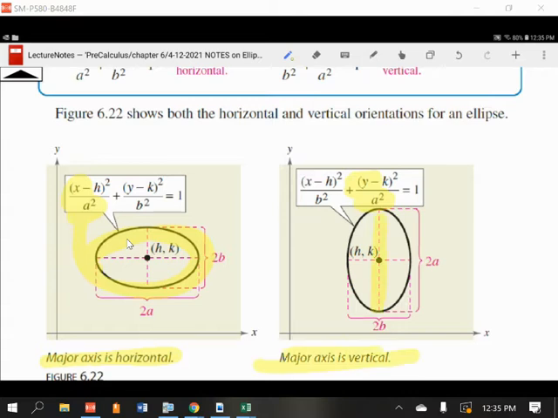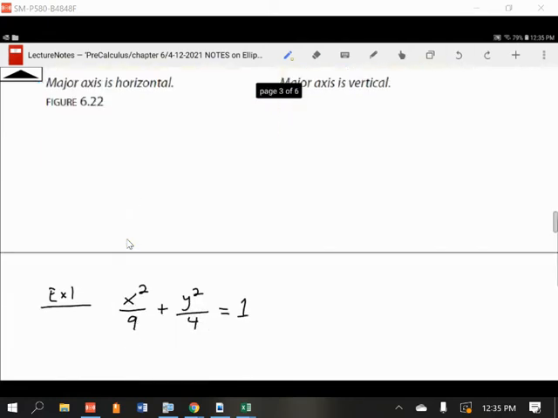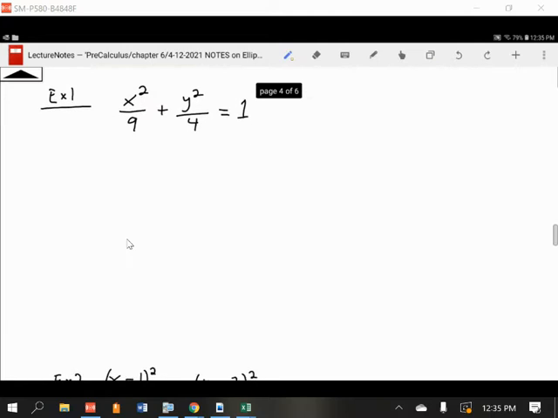Okay, so then the ellipse is elongated up and down. So let's look, I got 2 examples. See if we can rip through these 2 examples. What do they ask you to do in each of these examples?